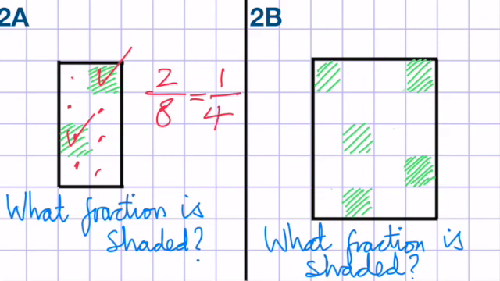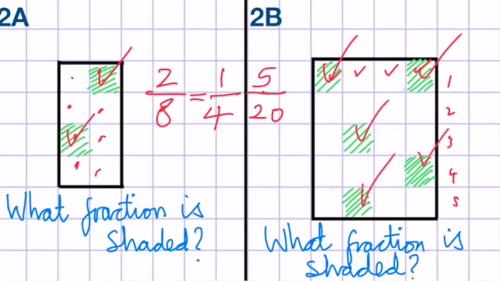Let's look at 2B. We need to count how many equal parts there are. And I've got a quicker way of doing this. 1, 2, 3, 4. And then how many rows? 1, 2, 3, 4, 5. There are 5 rows of 4. 5 times 4 is 20. So 20 is our denominator. And then I will count the shaded pieces. 1, 2, 3, 4, 5.